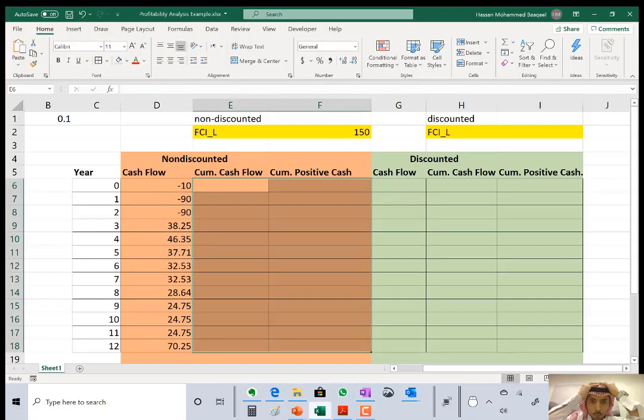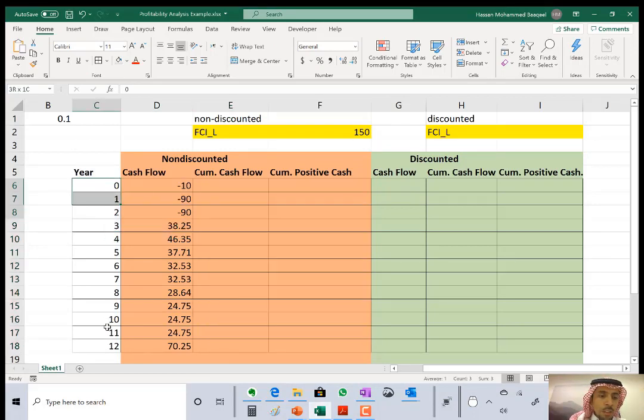This is Excel. This is the number of years and corresponding cash flows in each year. Okay, remember that this value here at year 12 is the cash flow that we have generated in year 12 plus the salvage value and working capital.